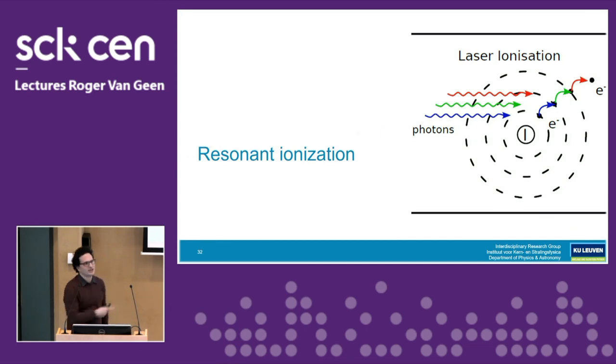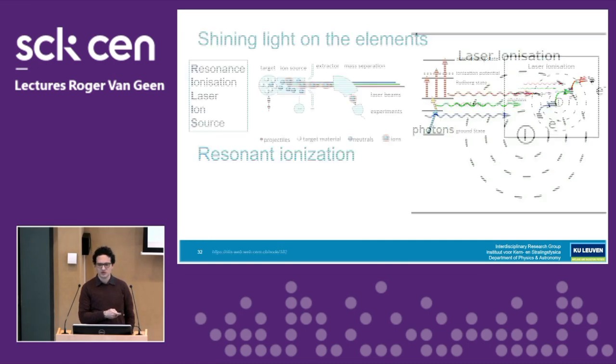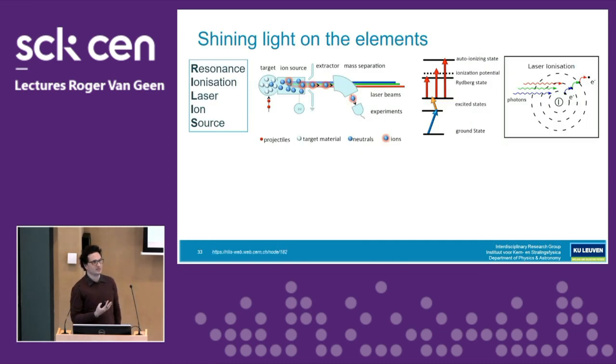The third ion source I wanted to talk to you about is the resonant ionization process. So, what does that entail? The one at ISOLDE is called the resonance ionization laser ion source. So you can see that's basically the laser ion source. The reason we call it resonant ionization is that you can have many forms of laser ion sources.